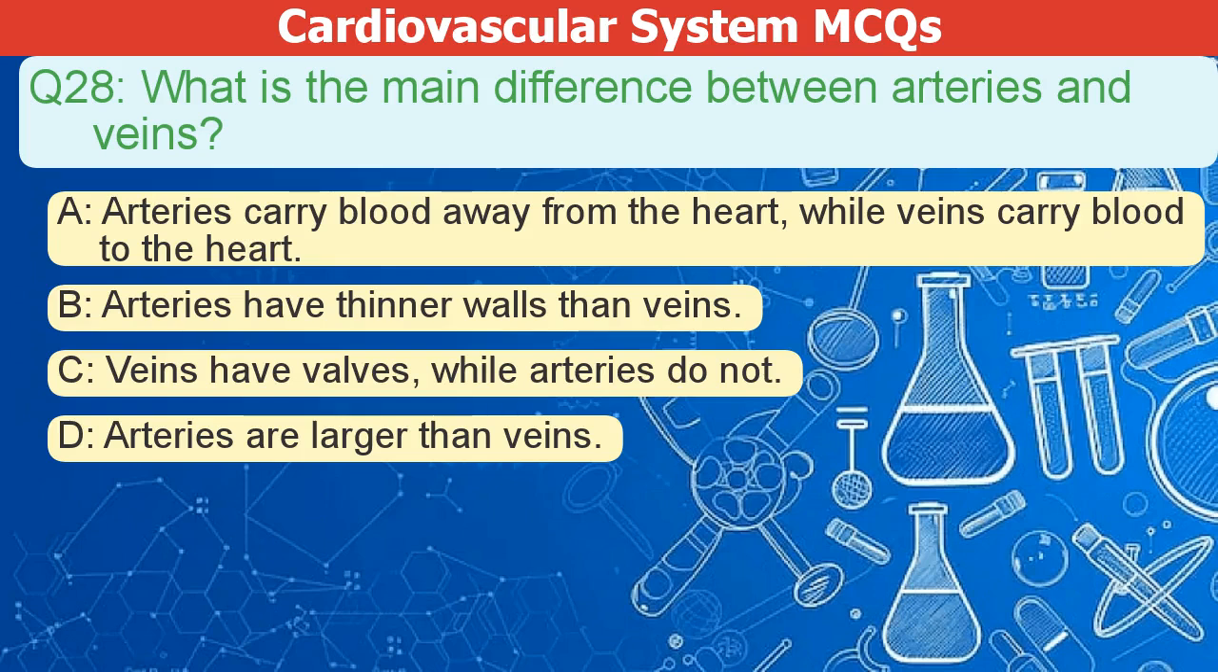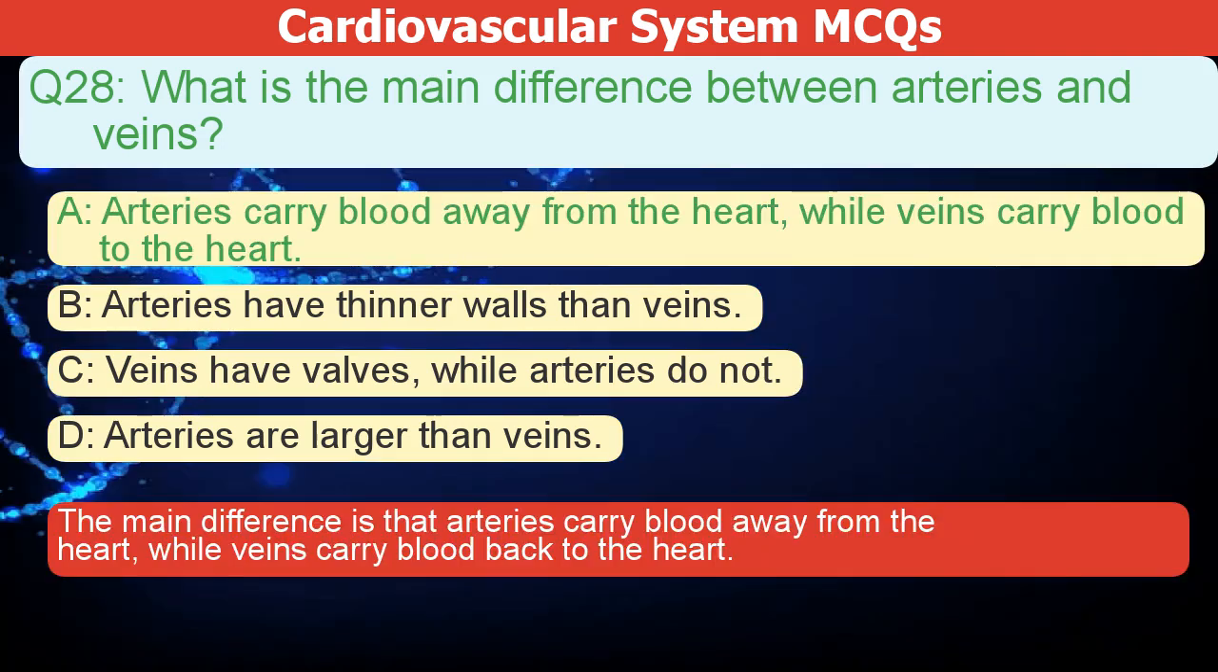What is the main difference between arteries and veins? A. Arteries carry blood away from the heart, while veins carry blood to the heart. B. Arteries have thinner walls than veins. C. Veins have valves, while arteries do not. D. Arteries are larger than veins. The correct answer is A. The main difference is that arteries carry blood away from the heart, while veins carry blood back to the heart.